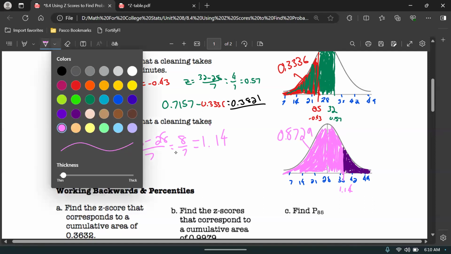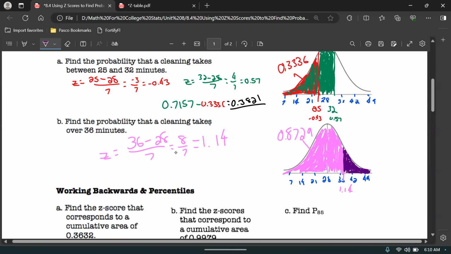So how do we find the area of the purple? Well, some of you are already shouting at the computer, or your screen. You already know this. It's going to be 1 minus, because it adds up to 100%, right? So 1 minus the 0.8729. And if we did 1 minus that, then we'll have the leftover amount. And the leftover amount is our answer. So 1 minus 0.8729 is 0.1271, I want to say. I'll just use a calculator to confirm that real quick. Yeah, 0.1271. So that's going to be the area then of this, more than 36. So that's our answer right there.